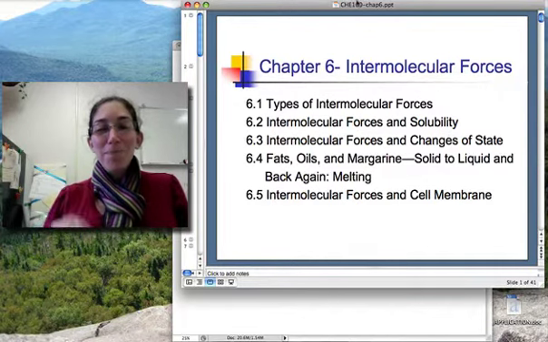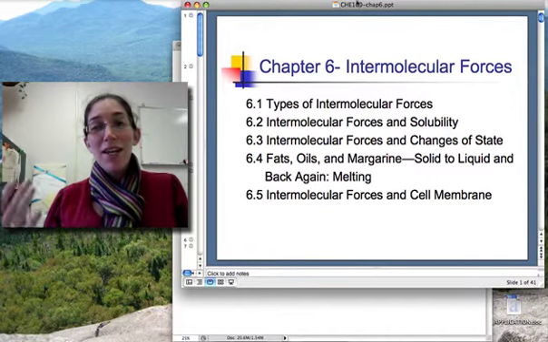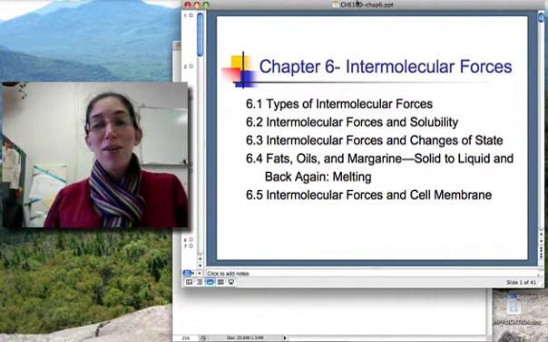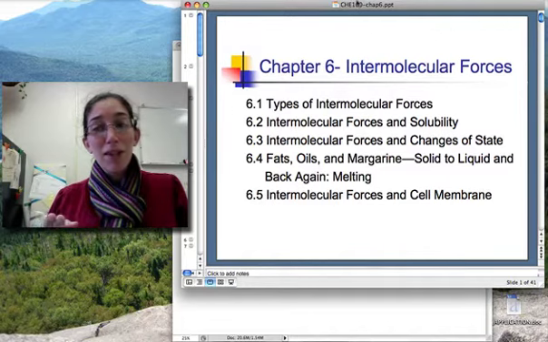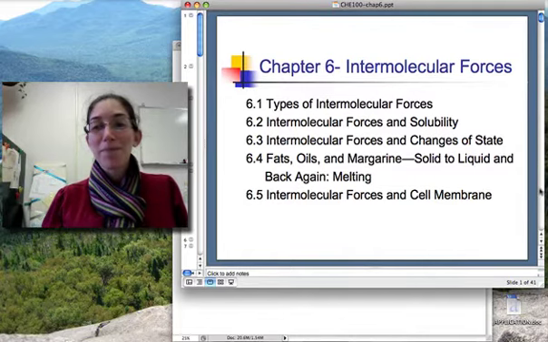So we're going to be talking about what intermolecular forces are and how intermolecular forces determine a number of chemistry properties, including solubility, melting point and boiling point, and actually, I think those are the two big things that we focus on: solubility and melting point and boiling point. Okay, so this is the chapter outline.